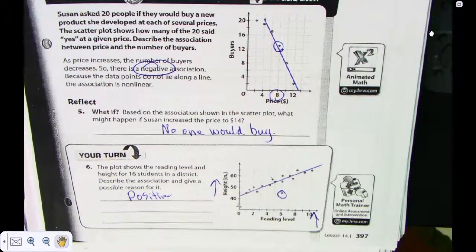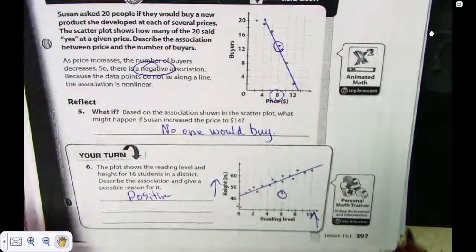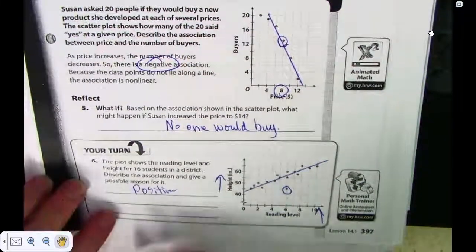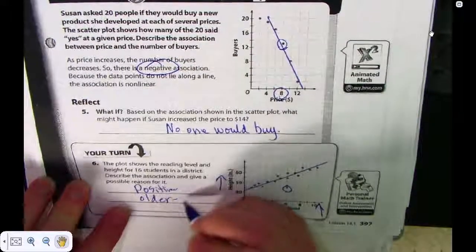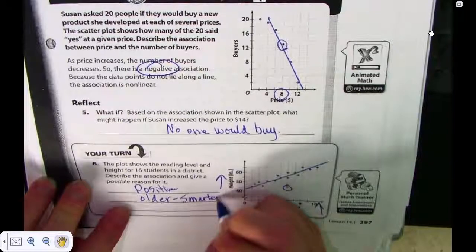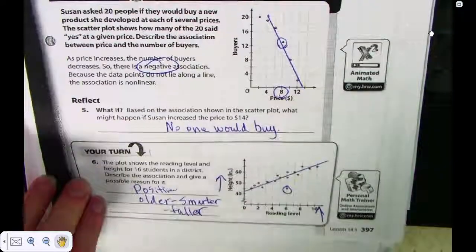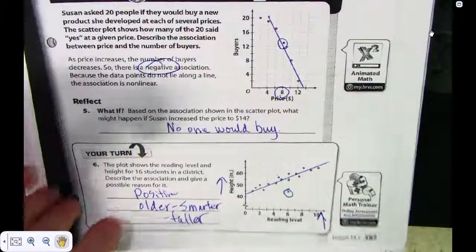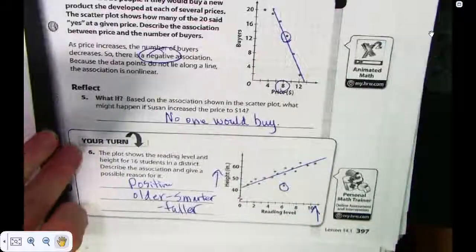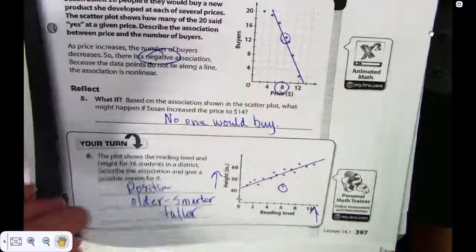You get older, people. And as you get older, you should get smarter. And your reading level should go up, huh? The older you get, the taller you're going to get. Okay. So we put older, smarter, which is taller. When you're older, you're going to be taller than you were at 5. After I thought about it, I was like, oh, yeah, that makes sense.